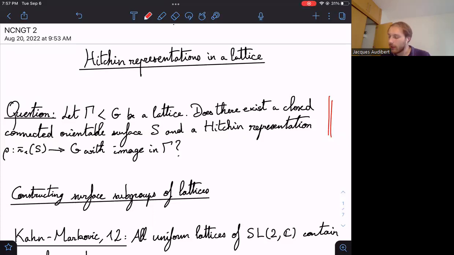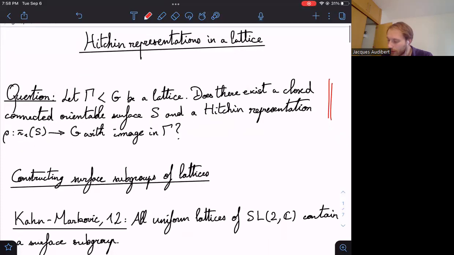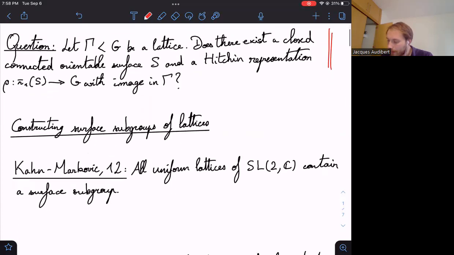And I will give you a summary of known results and motivation for this question, and then I will go into my own results that I have been able to obtain so far.